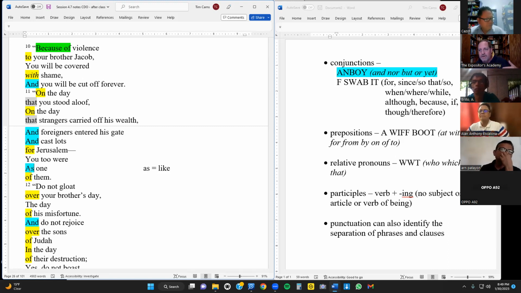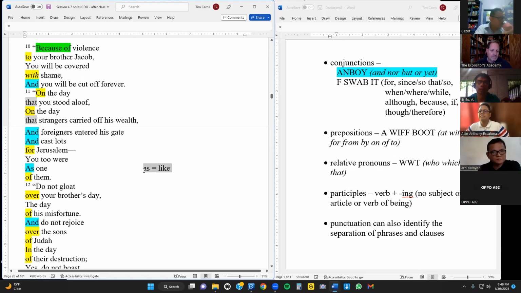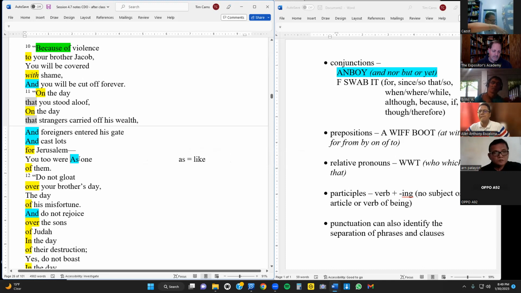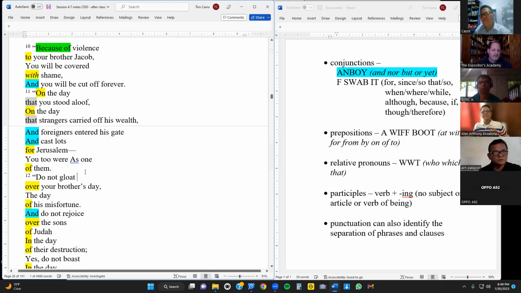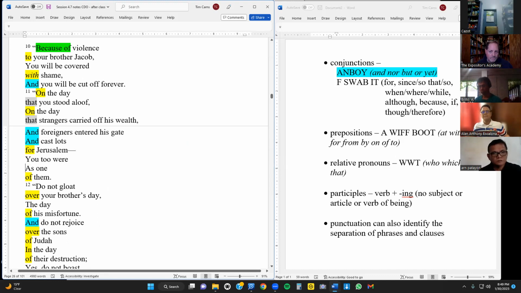Another way that the word "as" can function is the same as the meaning of the word "like." So I would put this on the same line in this case. It's not functioning as a connector word in this particular instance. It's just giving a comparison: "You two were like or as one of them." Otherwise it'd be "you two were." Were what?